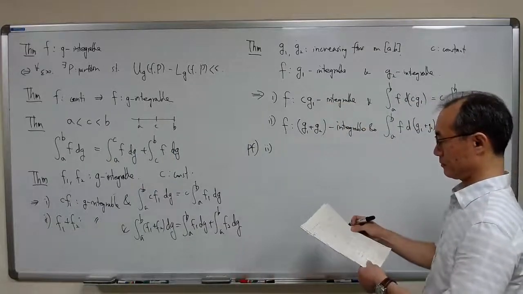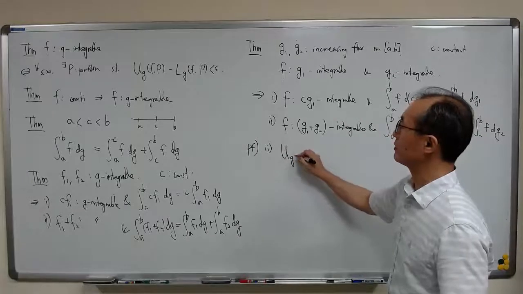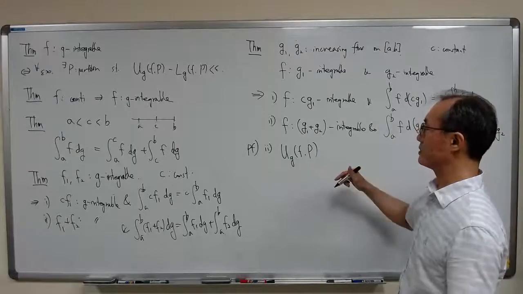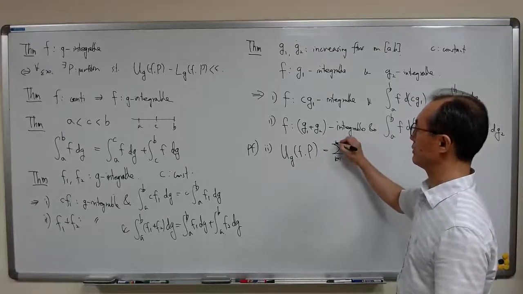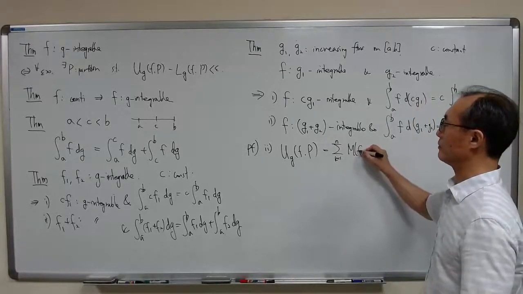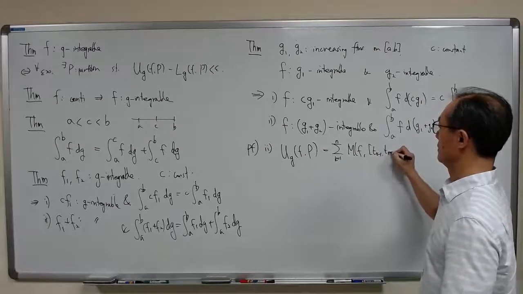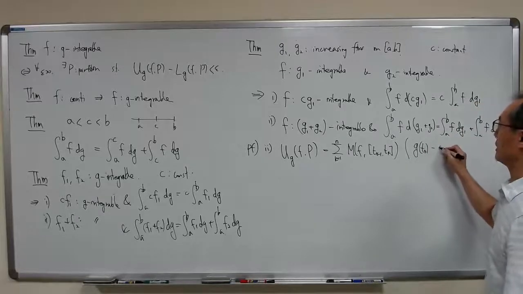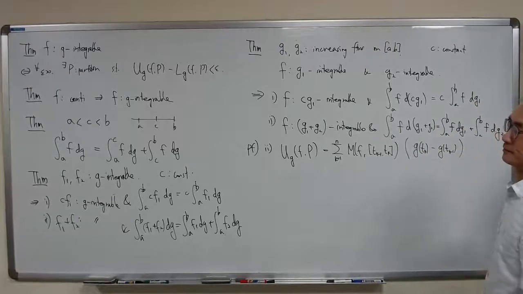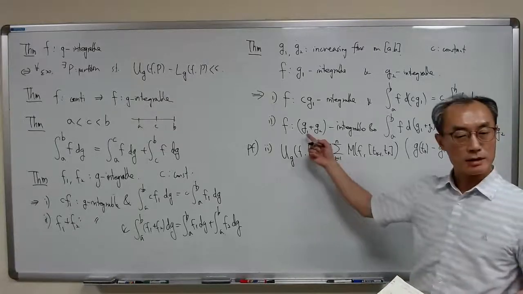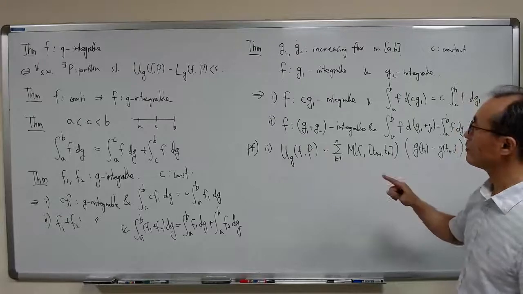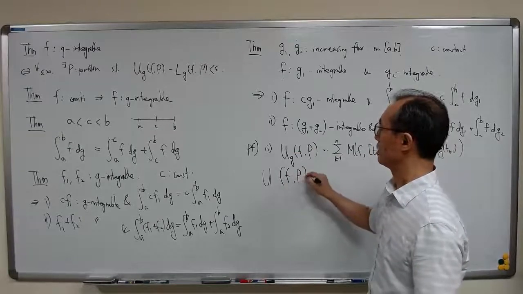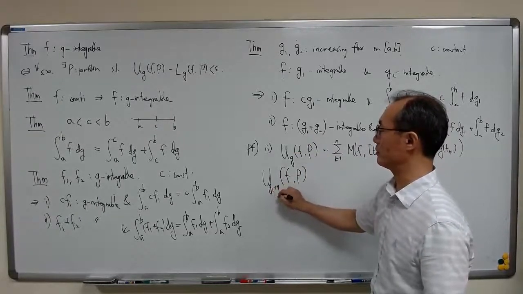Okay, let's pay attention to the upper Stieltjes sum. The upper Stieltjes sum of function f with respect to g is defined by the summation as k goes from 1 to n. We compute the supremum of function f on each subinterval multiplied by the increments of this function g, which means g of tk minus g of tk minus 1. Now I'd like to compare this with the upper sum of function f with respect to the sum of two functions, g1 plus g2.